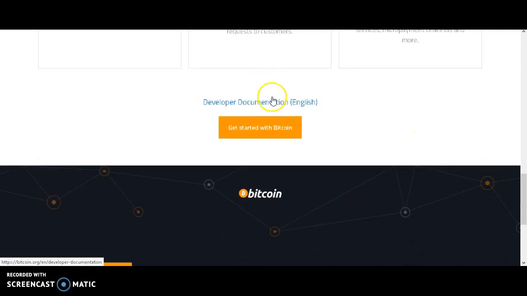You can see here that there is a developer documentation English page that you can visit. You can get started by clicking Get Started with Bitcoin.